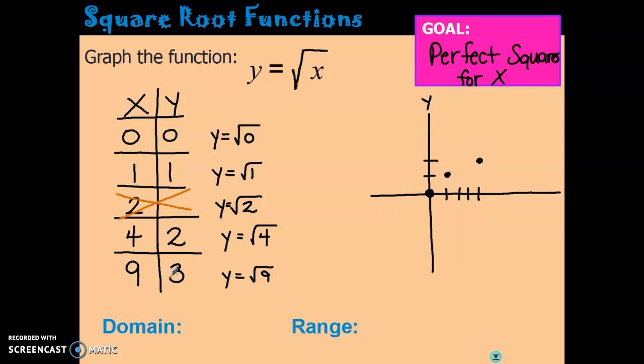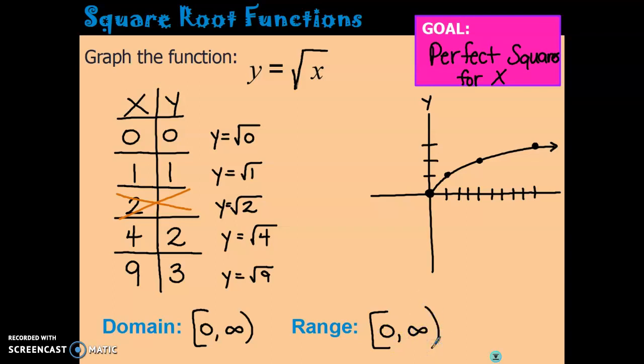So notice I'd extend my graph out to 9. I'm up here at 3. So this graph curves. It is not straight. And it started at the origin. So that makes the domain, from left to right, start at 0, and then I could go forever to the right. The range also started at 0, at the origin, and then goes up and up forever. Pretty gradual, but it goes to positive infinity for both the domain and range. So this is our parent function, our simplest square root function.